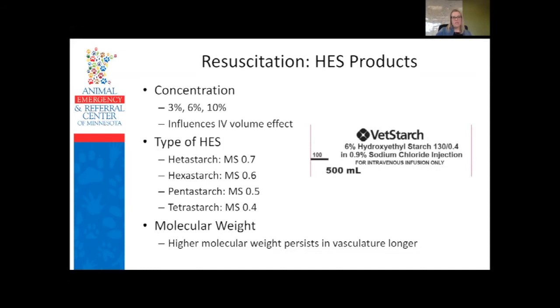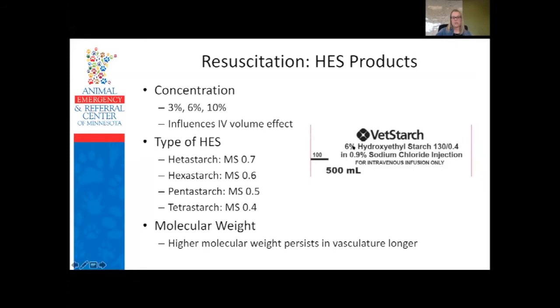So the one that is labeled for veterinary use is vet starch. Vet starch may be what we have on the shelf to use with our patients, although you can also use the HES starch products as well. I'm just going to spend a little bit of time looking at the label on vet starch, because I've reached for it and said, okay, I'm going to give it to my patient, but there's all these numbers. What do they really mean? So the first thing in a label on any hydroxyethyl starch product is your concentration.